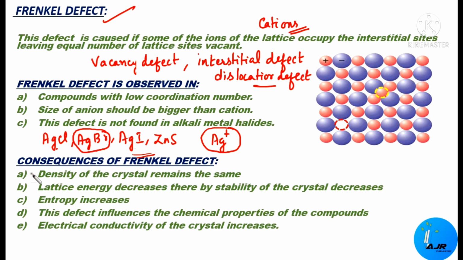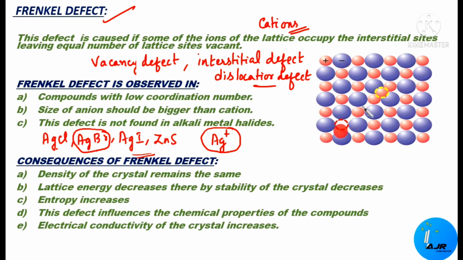Understood, students? Next we are going to see the consequences of this Frenkel defect. The first one is that the density of the crystal remains the same, whereas in Schottky defect the density of the crystal decreases, is it not? But here the density remains the same. Why so? Because the cation which is missing from its original lattice site is seen in the interstitial site, that is, it is within the crystal, it's not going out.